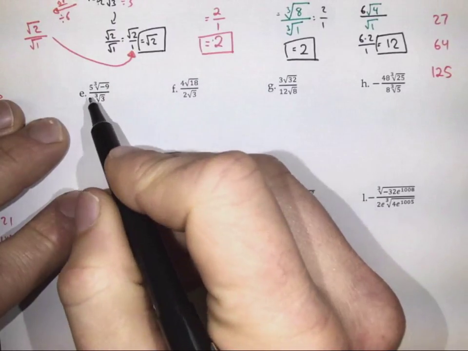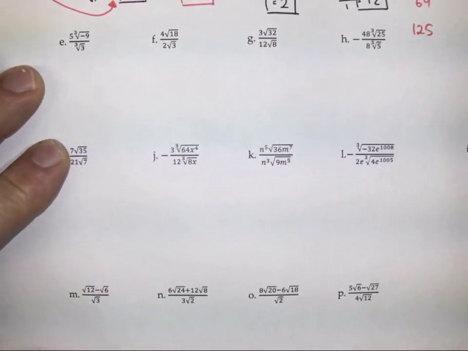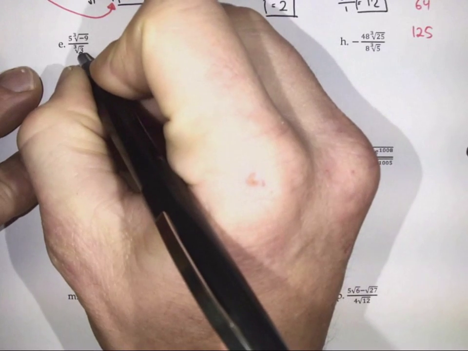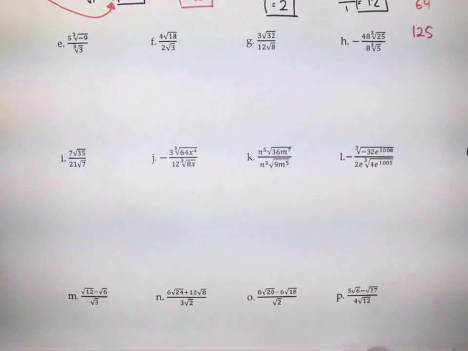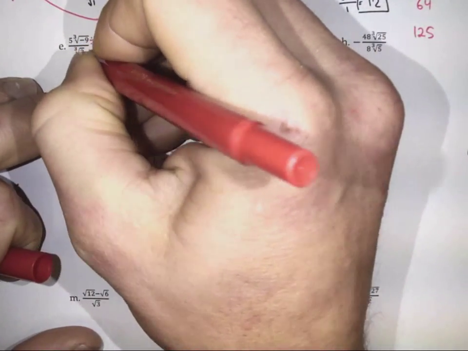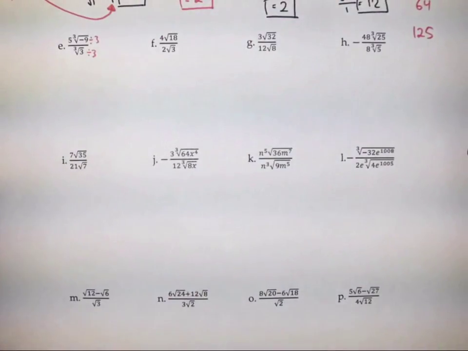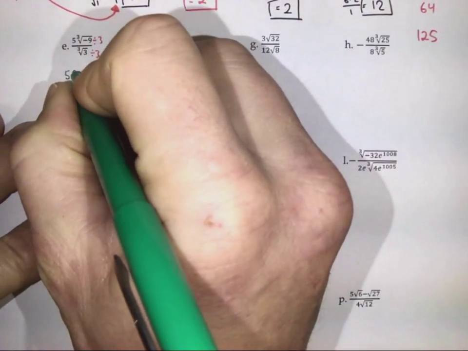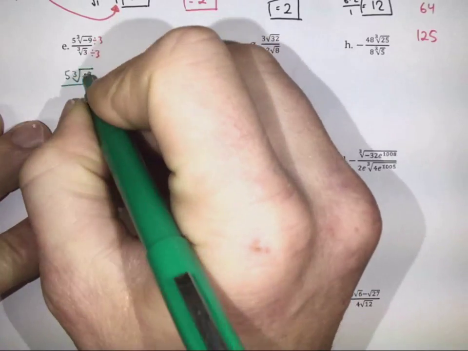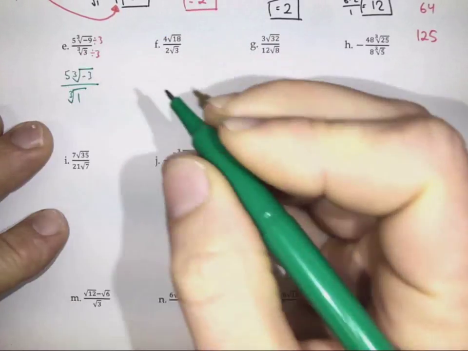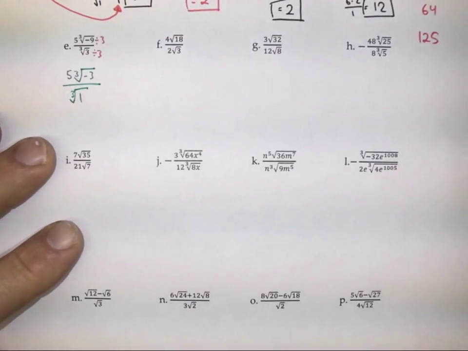Now, we'll take a look at this question down here, question E. So again, we're just looking for numbers that go into both. I can see that there's a 3 that multiplies into both negative 9 and 3. So I can divide them both by 3 to start. Divide by 3, divide by 3. And when I do that, I'm going to get 5 cube root of negative 3 on the top, and I get cube root of 1 on the bottom.